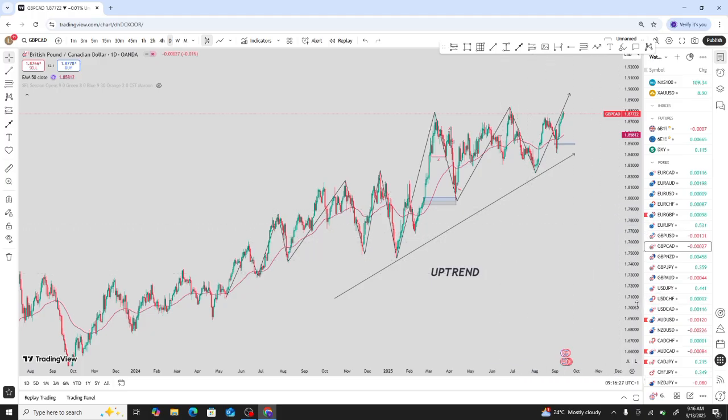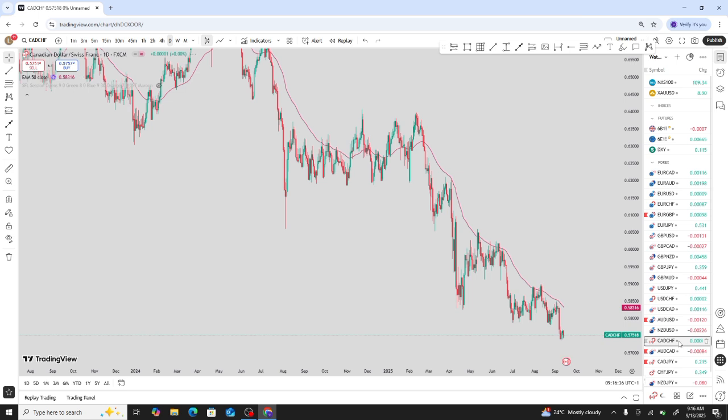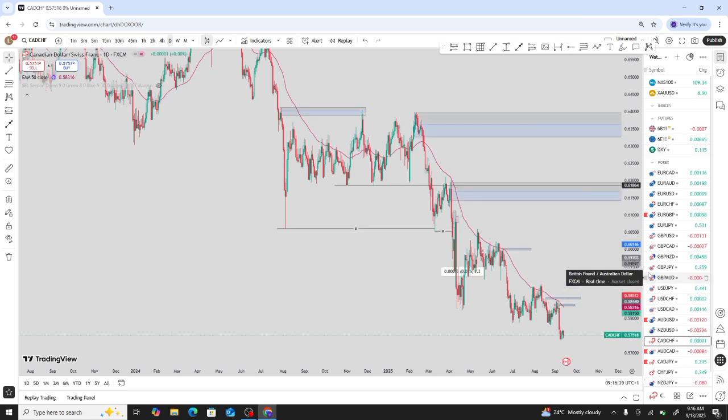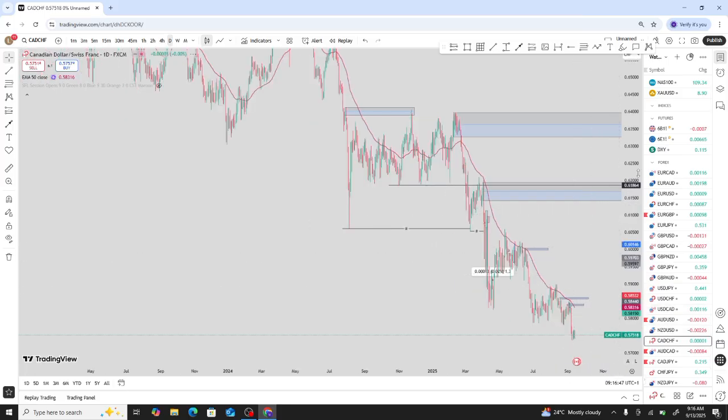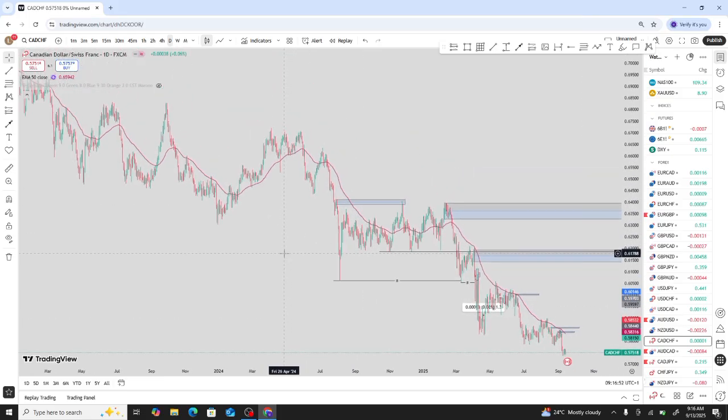Again, let's go to another chart. Let's say CAD-CHF, that is Canadian dollar versus Swiss franc. What does this look like? What trend is this? This is an example of a downtrend.